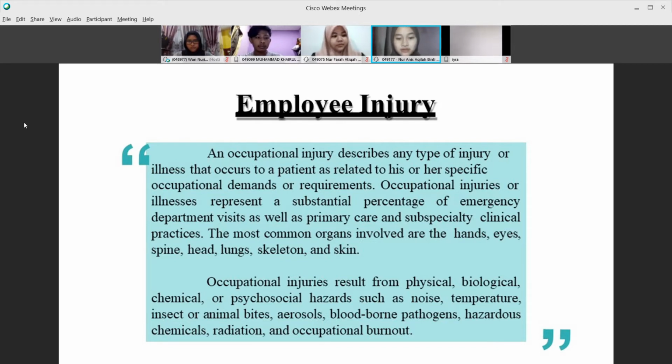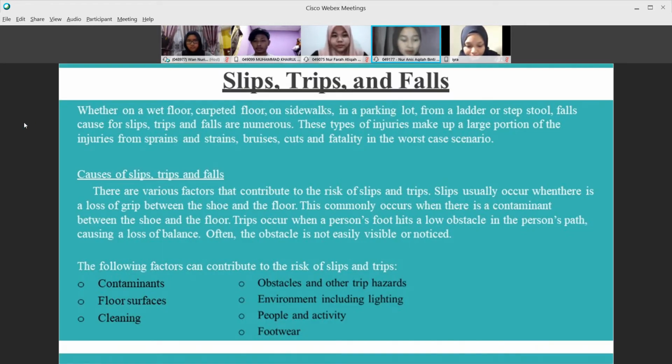It also results from physical, biological, chemical, or psychosocial hazards such as noise, temperature, insect or animal bites, aerosols, and so on. Slips, trips, and falls are among the most common causes of accidents and injury at work.